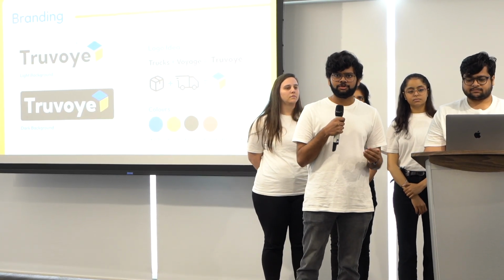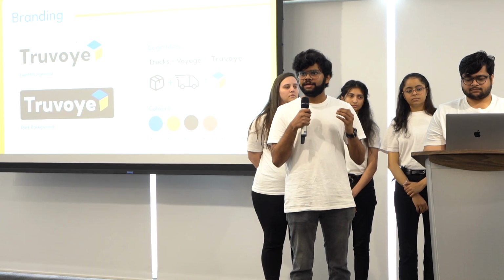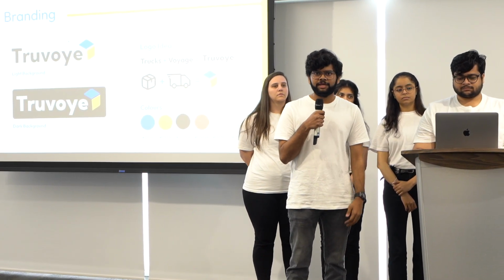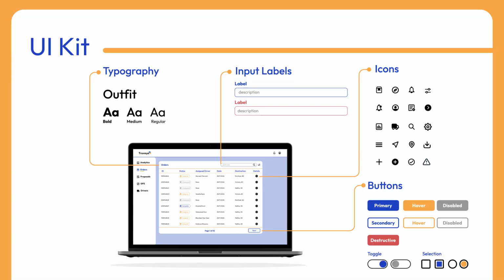So we chose a strong blue for our primary color and a vibrant orange for our secondary. We used 4 other companion colors to balance the contrast, accessibility, and other functionalities of our web app. For our typography, we chose Outfit typeface for its high flexibility and legibility at different font weights. And for our UI components, such as input labels, buttons, icons, and tables, we went with smooth edges so that it would look professional, clean, and user-friendly.